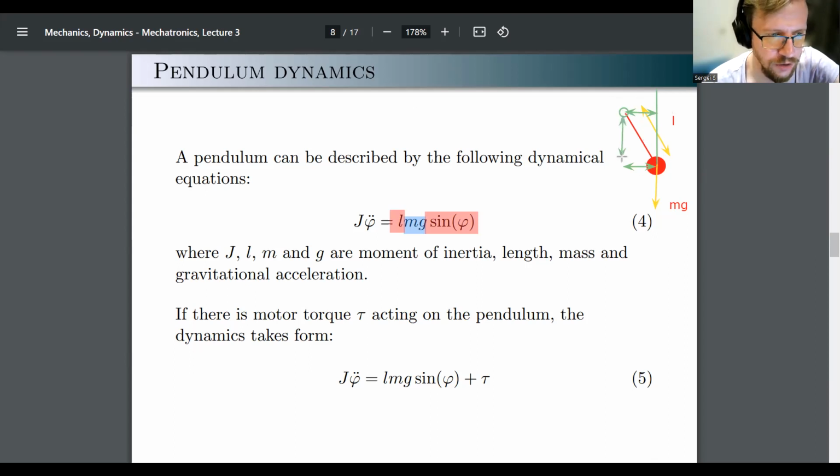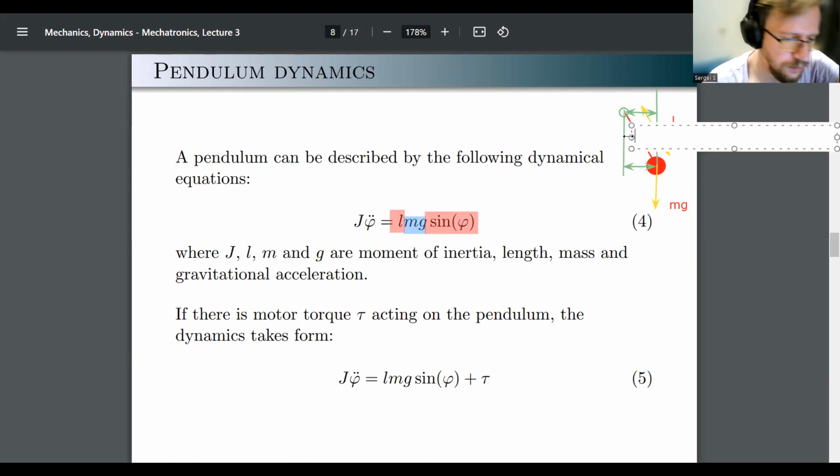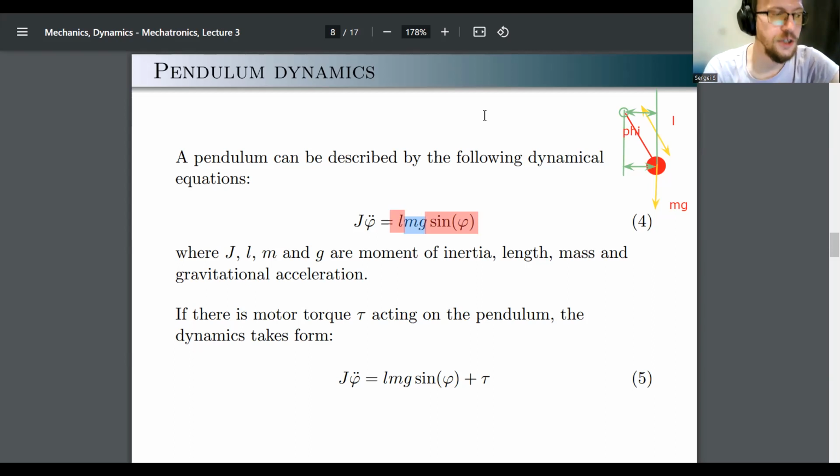Phi conventionally we define as this angle. The angle here is phi between the horizontal and the rod of the pendulum. That is the typical convention of how we define it. So, yeah, this is it. If we additionally have motor torque, then the equation becomes something like this. Previous equation plus torque. Okay. Quite simple.